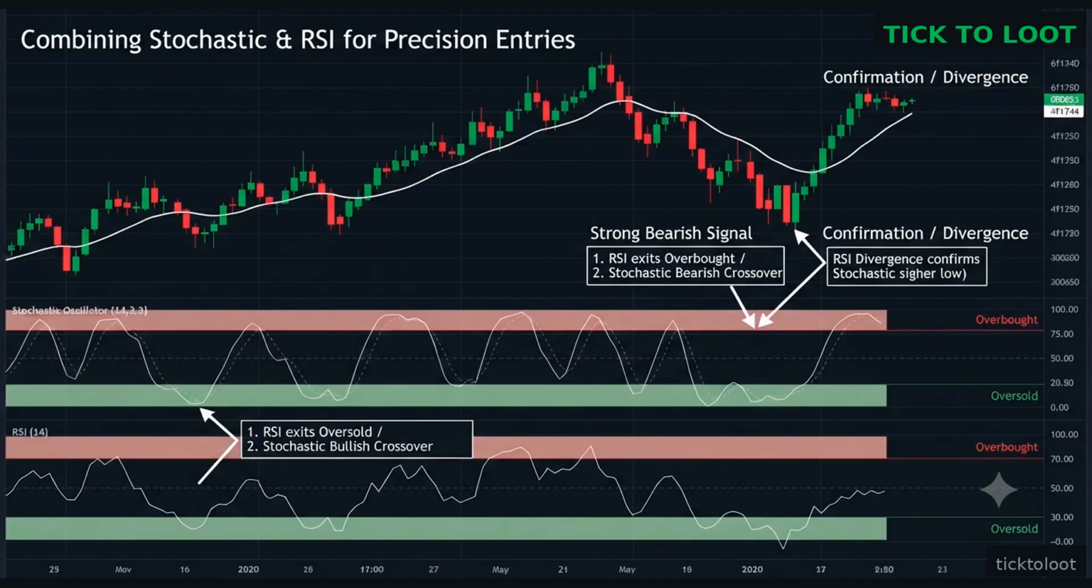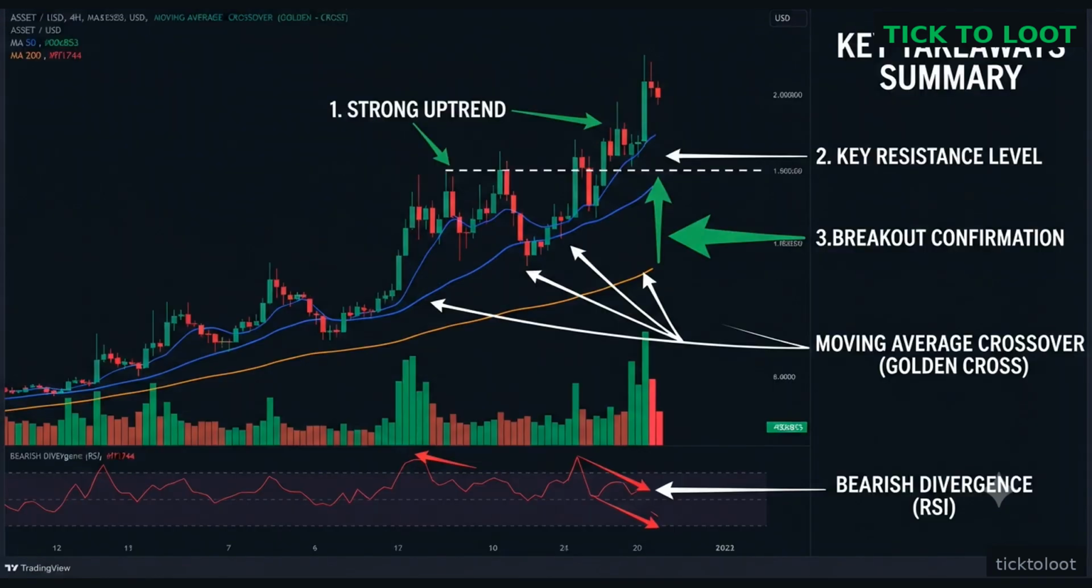One of the most powerful ways to use the Stochastic Oscillator is to combine it with the RSI. When both indicators agree on overbought or oversold conditions, it could be a strong signal of a potential reversal. It's like having two confirmations of the same trade, which can increase your confidence in the trade. However, it's essential to remember that no indicator is perfect, and you should always use multiple forms of analysis to confirm your trades.